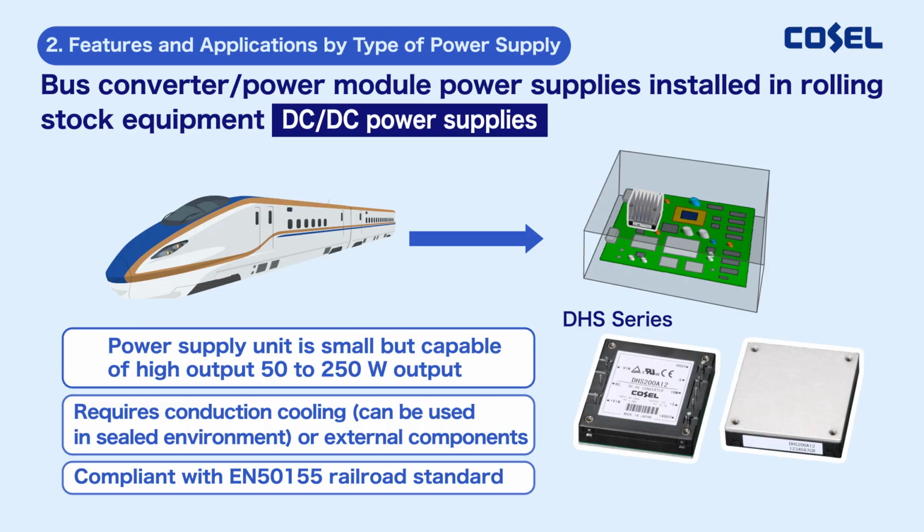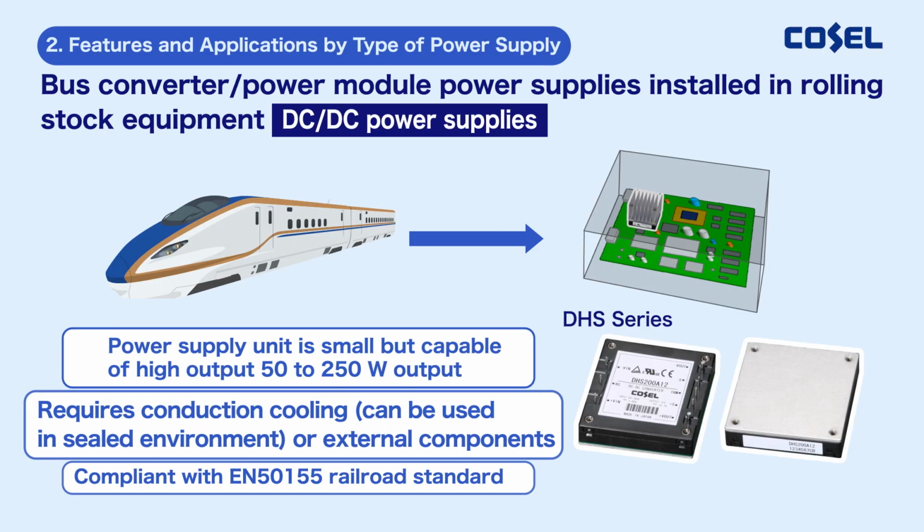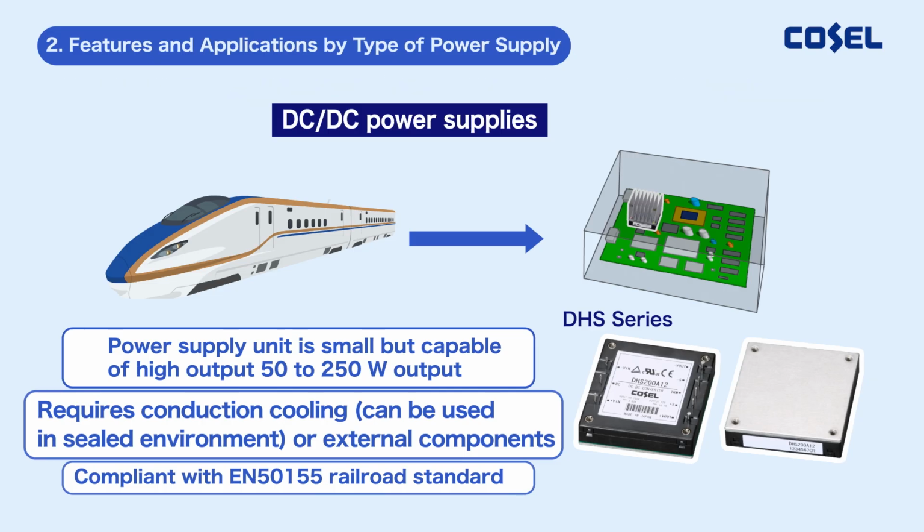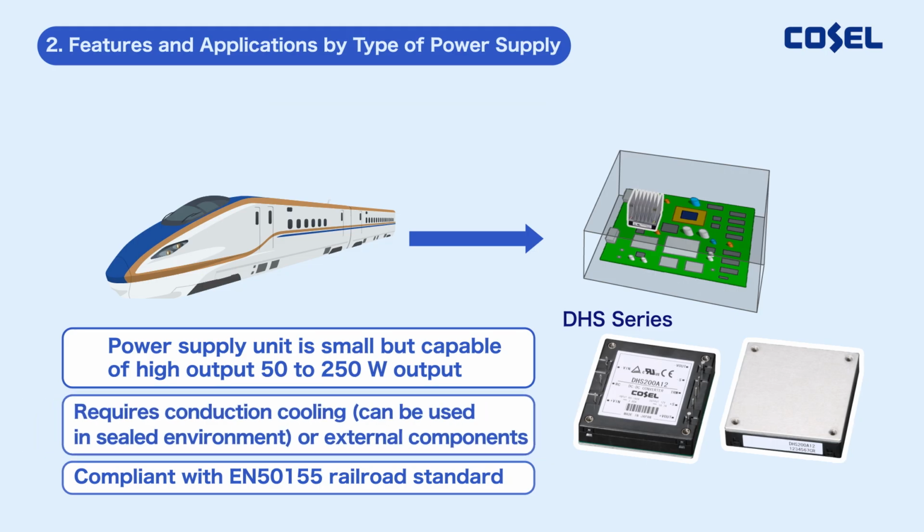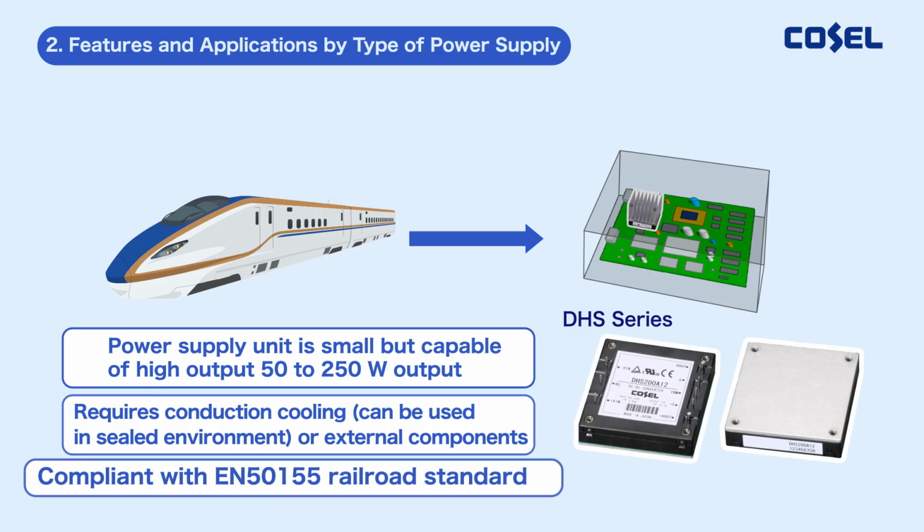The high output requires motorized heat dissipation through your equipment chassis or heat sinks, and can be used in enclosed locations such as rolling stock. The DHS series complies with the EN 50155 railroad standard.